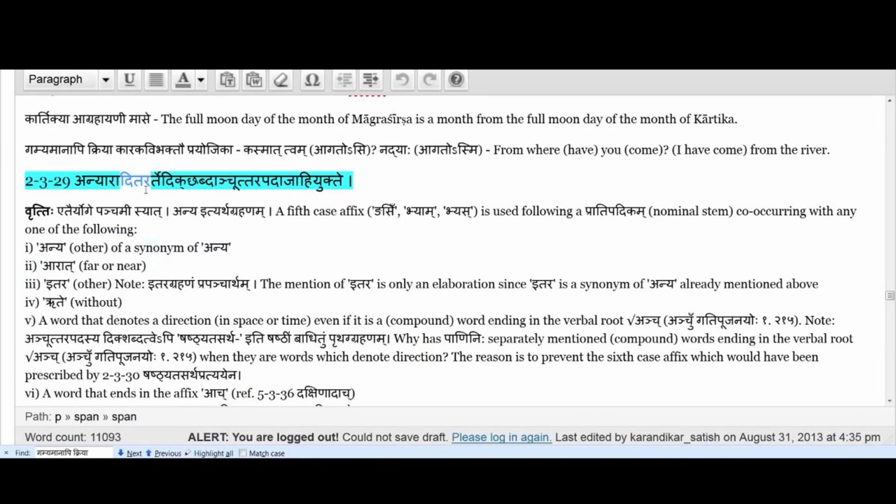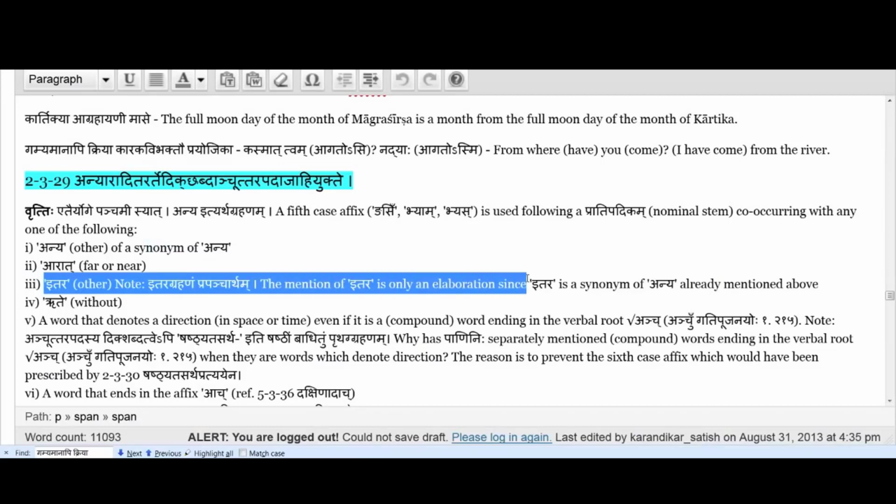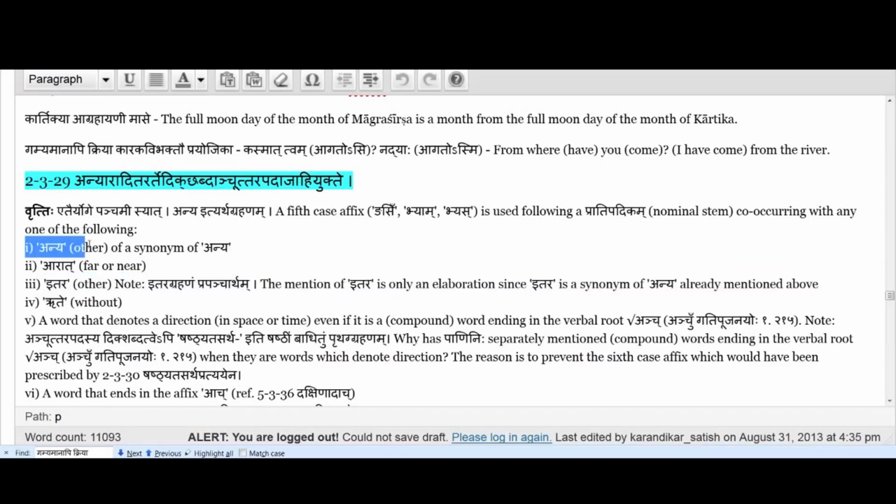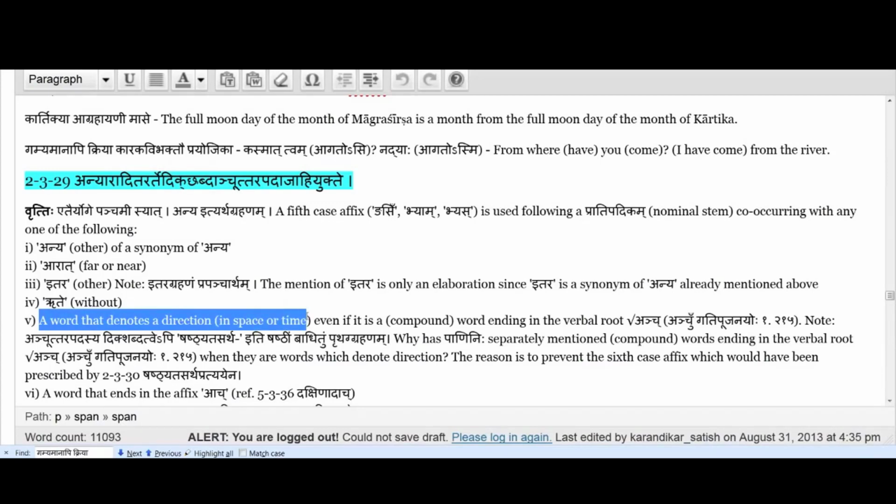Note here is that itara grahanam prapanchartham. The mention of itara is only an elaboration, since itara is a synonym of anya, which has already been mentioned in number 1 above. The next one is rite, meaning without. Next one is a word that denotes a direction, a direction in time or space. This is what is called a dikshabdaha.